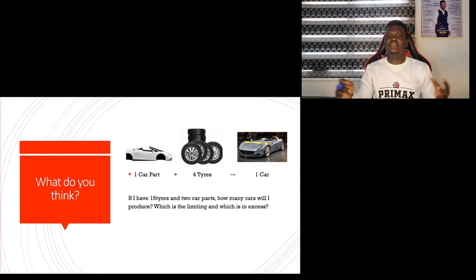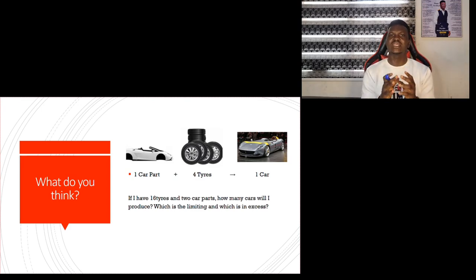So looking at it, which is limited in this scenario? It is the car part. Which is in excess? It is the tire. The tire is in excess by what amount? By 8 tires. Meaning that if I have 2 other car parts, I can produce more cars. And that is the same scenario we want to talk about.